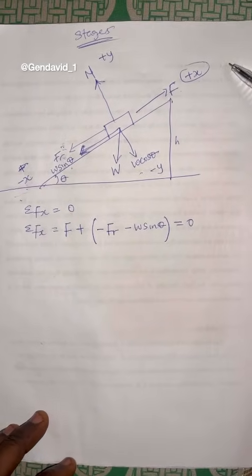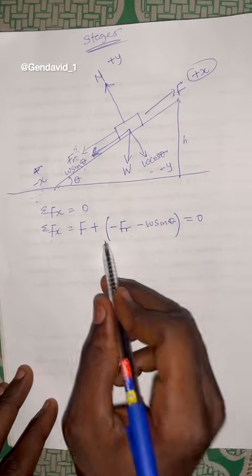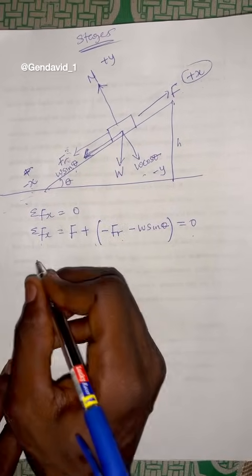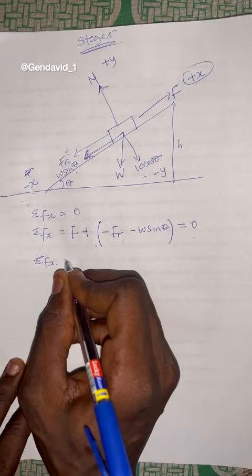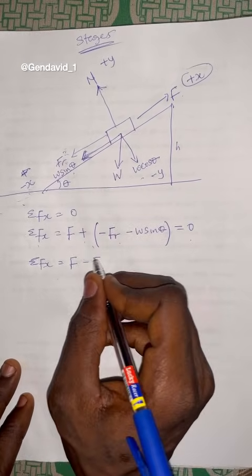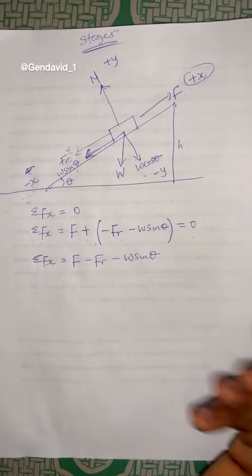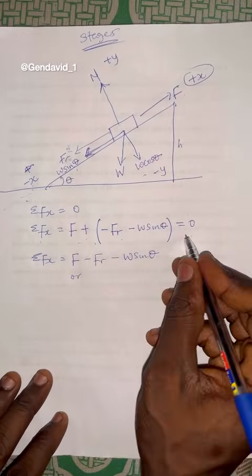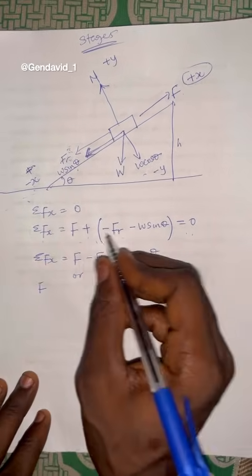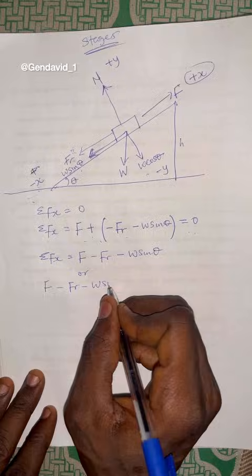So this one that is working towards positive is going to be having positive. So as we've been doing, you say this one is equal to this, or this one is equal to this. Anyone is good. So we can say summation Fx is equal to this side, which is F. But by the time you open this bracket, it's going to be minus FR minus W sin theta. Or you say this side is equal to this, which means you have F, open this, that's minus FR, this one as well, that's minus W sin theta.